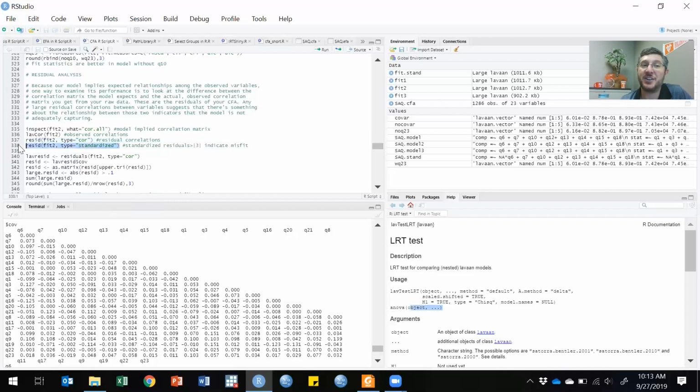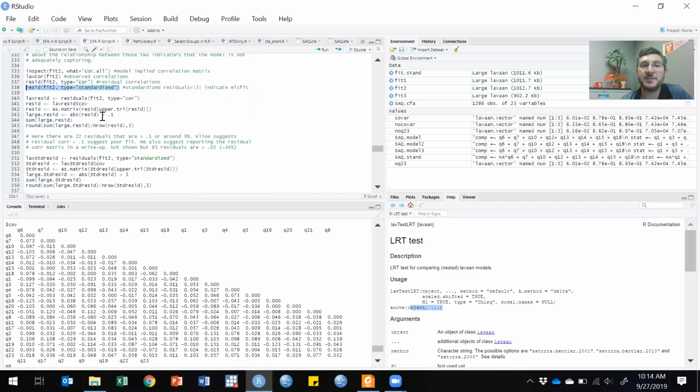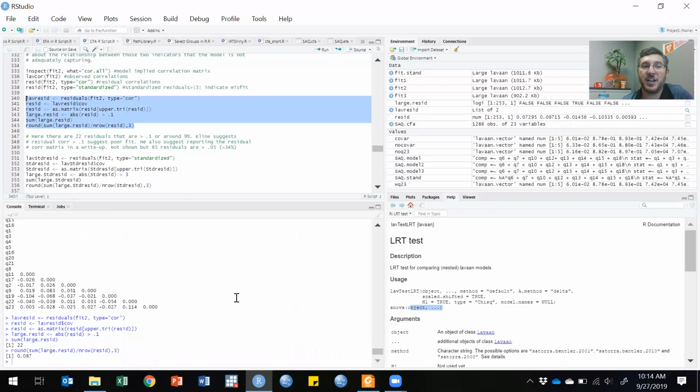Lavaan will also give you standardized residuals, and so you can look for standardized residuals greater than 0.3. Here is some similar code to what we had in the EFA, where we took the residual correlation matrix, sorted it to only look at the upper half of it, and then looked for correlations greater than 0.1. Then I sum those and get the average of them. So it's just a block of code that does that.